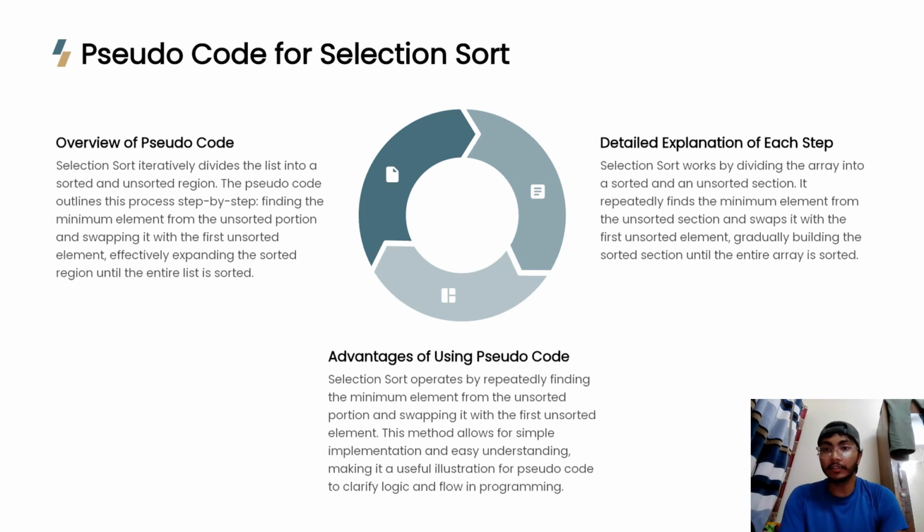Detailed explanation of each step. Selection sort works by dividing the array into a sorted and unsorted section. It repeatedly finds the minimum element from the unsorted section, swaps it with the first unsorted element, gradually building the sorted section until the entire array is sorted.